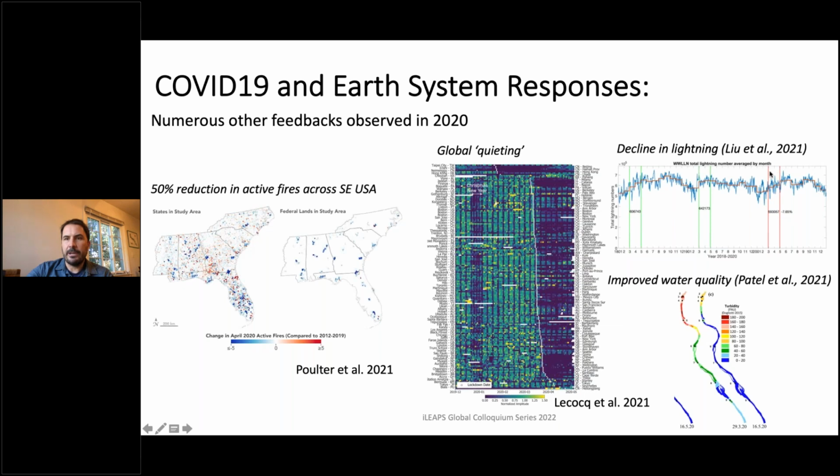So these two vertical red bars indicate what they think is an anomalous decline in lightning for this time of year compared to 2019 and 2018, which they think is due to changes in the aerosol composition of the atmosphere. And then there have been studies over parts of India showing that there were improvements in water quality. So across all the components of the Earth system, we were seeing these indirect impacts of COVID-19.